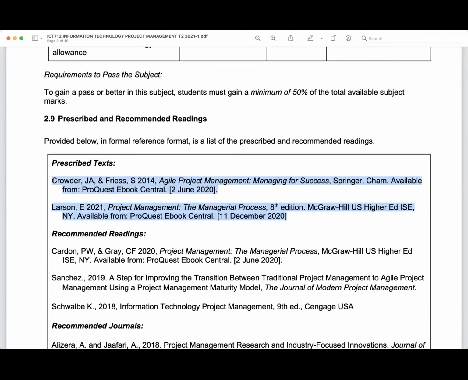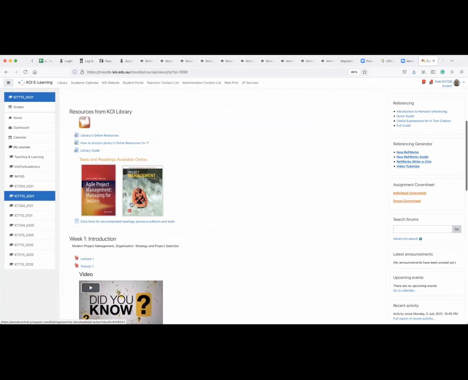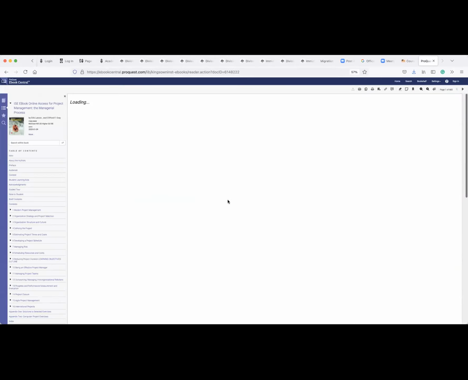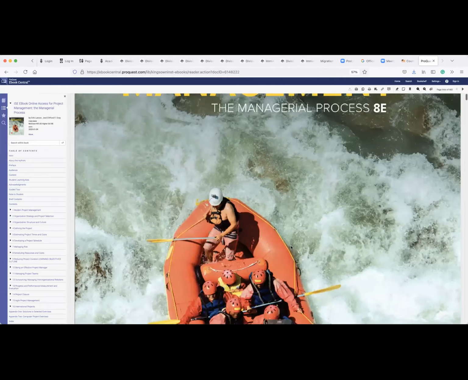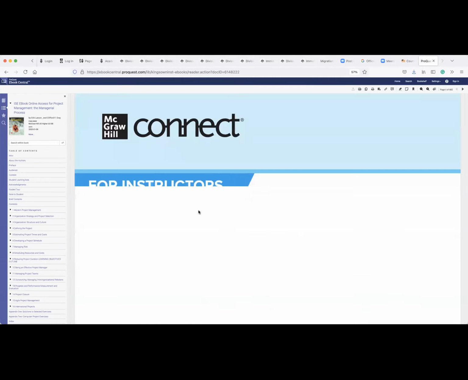These are your textbooks. You can also access them off the Moodle site. So if I go back to the Moodle site, you'll be able to see the textbooks. You'll be able to click on the textbooks, log in, and find the particular chapter that you would like to really learn. So the information is available for you.